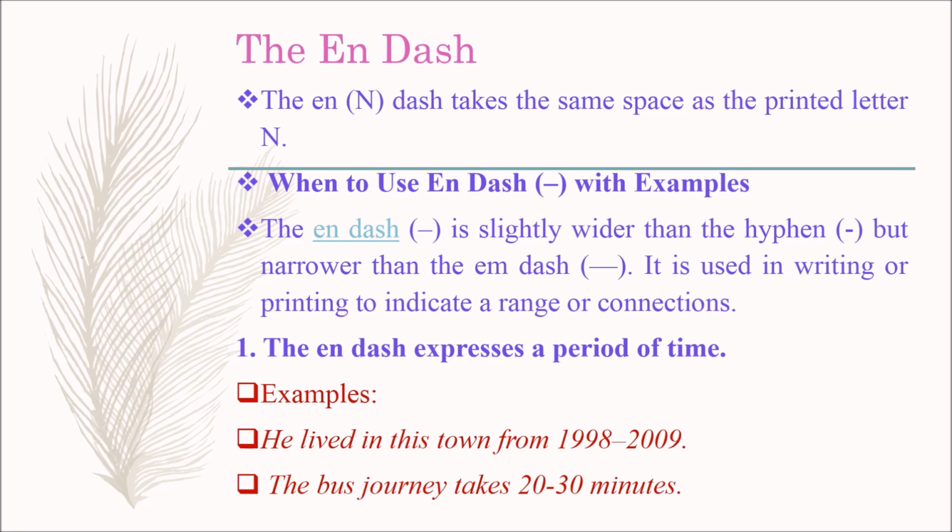Now let's see the usage. The first usage is: the en dash expresses a period of time. Now let's see some example sentences. He lived in this town from 1998 to 2009. The bus journey takes 20 to 30 minutes.